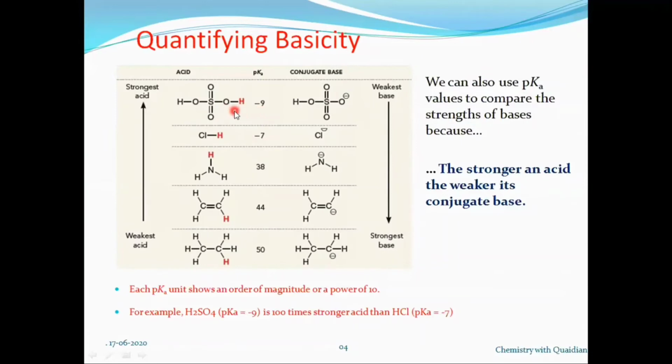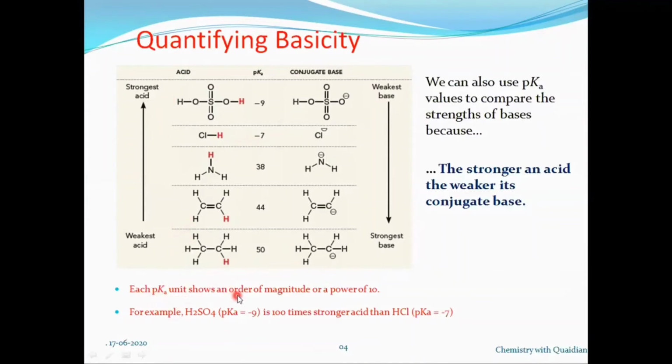This acid, when it loses its proton, will form a conjugate base. Similarly, hydrochloric acid loses H positive and forms chloride ion, and this chloride ion will be its conjugate base. In this way, the conjugate bases of all these acids are given along with their pKa values. This is the weakest acid because its pKa value is the largest. So in this way, the trend moves.